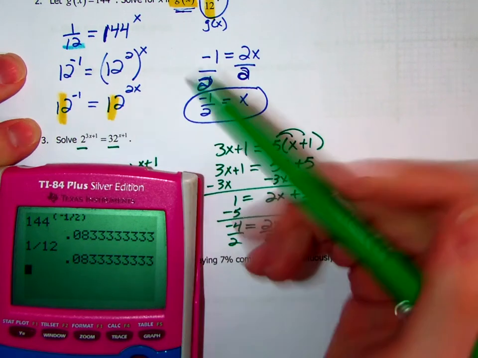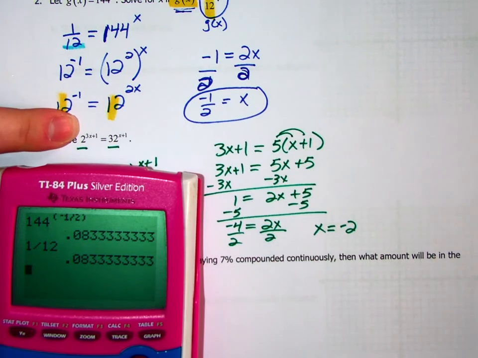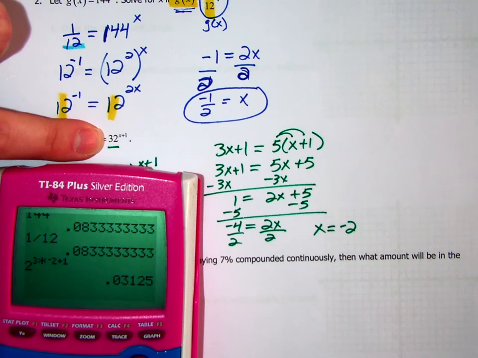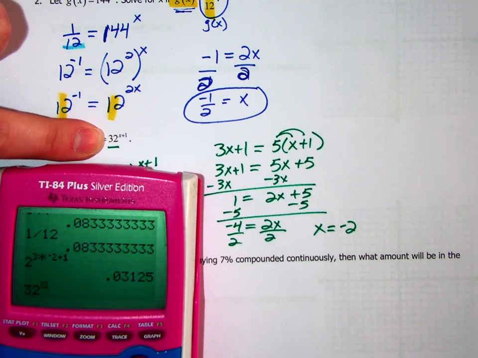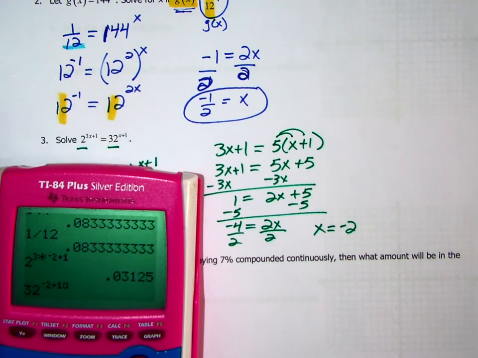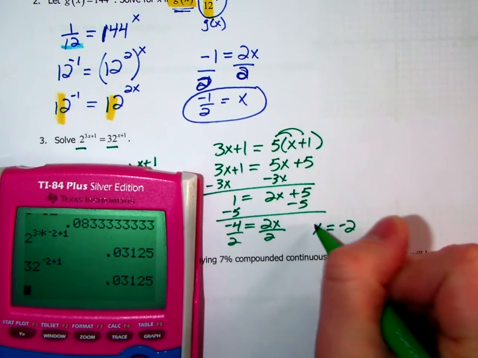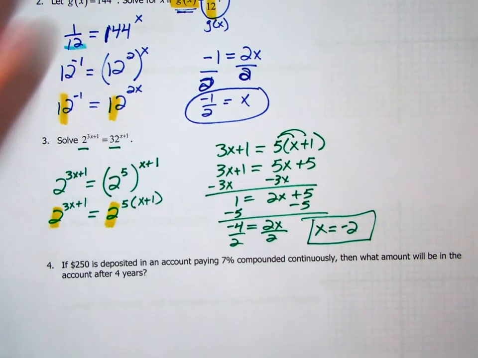So on the first side, we have this 2 to the 3x plus 1. So 2 to the 3 times negative 2 plus 1. And we've got our answer there. And for the other one, we have 3 to the 2x, which is negative 2, plus 1. And since my decimals are the same, I know that those are equivalent. So yes, x has to equal negative 2.